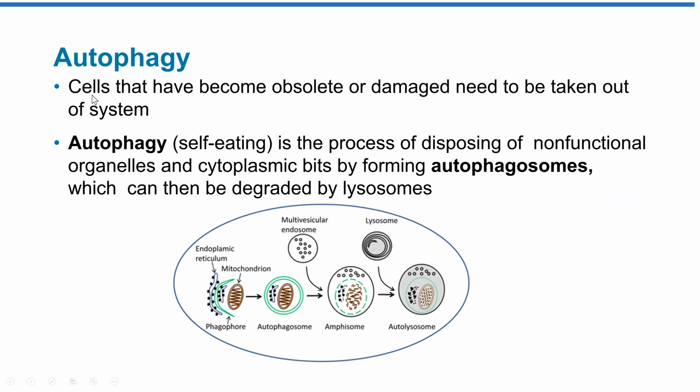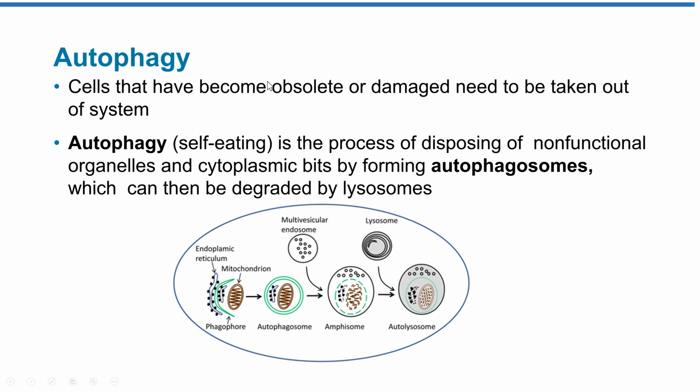Autophagy. Cells that have become obsolete or damaged need to be taken out of system. So if your cells cannot function properly, if they are damaged, you do not want the cells inside your body. There are several processes how to get rid of non-functioning cells. One of them is autophagy, that means self-eating. Is the process of disposing of non-functional organelles and cytoplasmic bits by forming autophagosomes, which can then be degraded by lysosome.